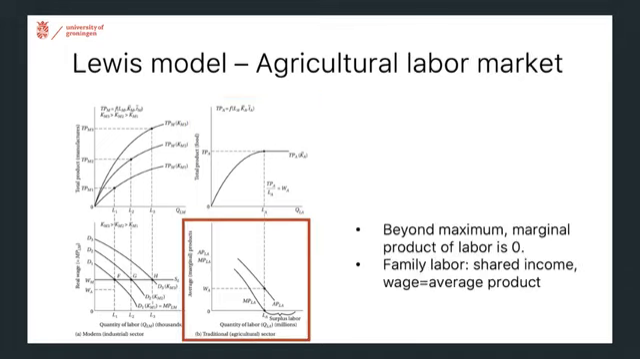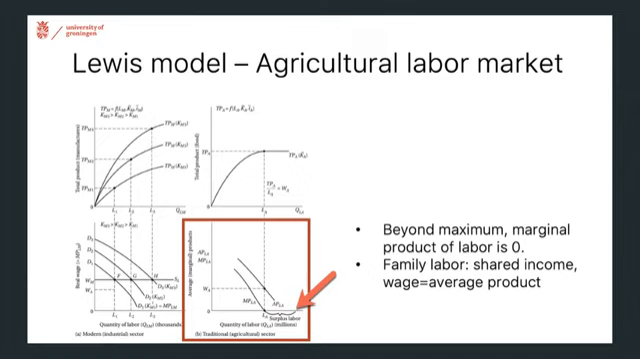Because if we then move to the labor market side for agriculture, we see that the marginal product of agricultural workers drops to zero. So after this point, LA, the additional workers have no impact on the overall production, so their marginal product is zero.